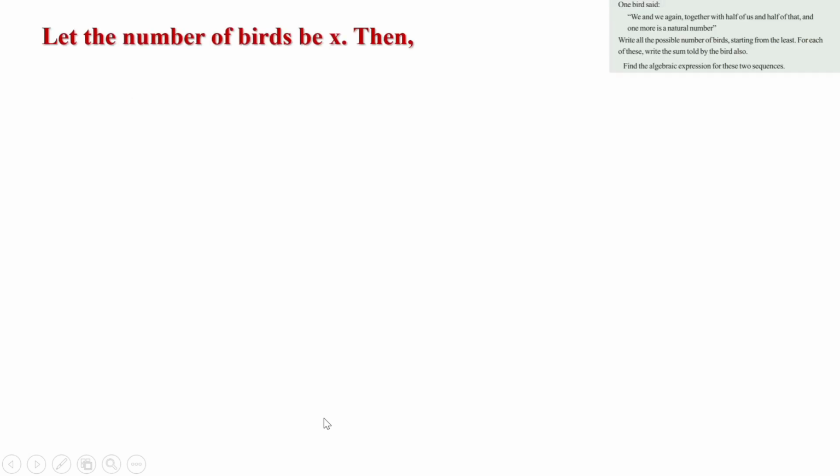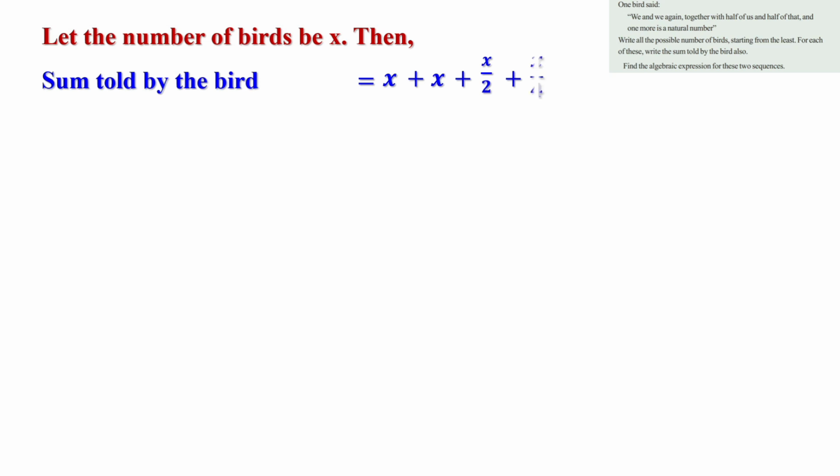Let us take the number of birds as x. Then let us find sum told by the bird using this x. We means x. We again means x plus x. With half of us means x by 2. And half of that means half of half. That is 1 by 4 of x or x by 4. And one more means plus 1.